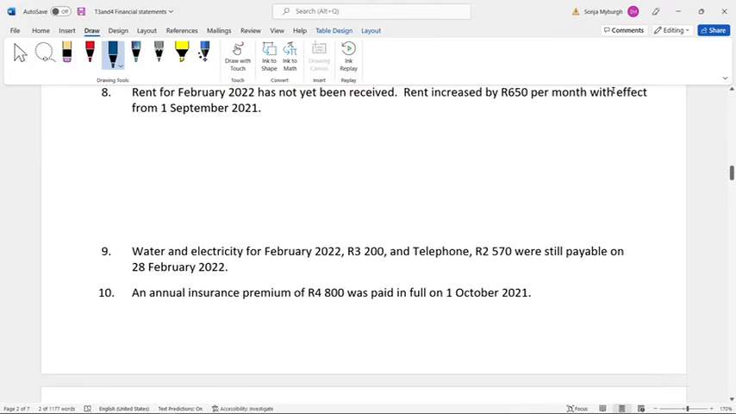Number 8. The rent for February has not yet been received. So we know this is accrued income. We haven't received the rent for 1 month. Rent increased by 650 per month from the 1st of September. Our year starts March, April, May, June, July, August, September, October, November, December, January, February, year end. But we haven't received the rent for February, and we've increased the rent on the 1st of September.